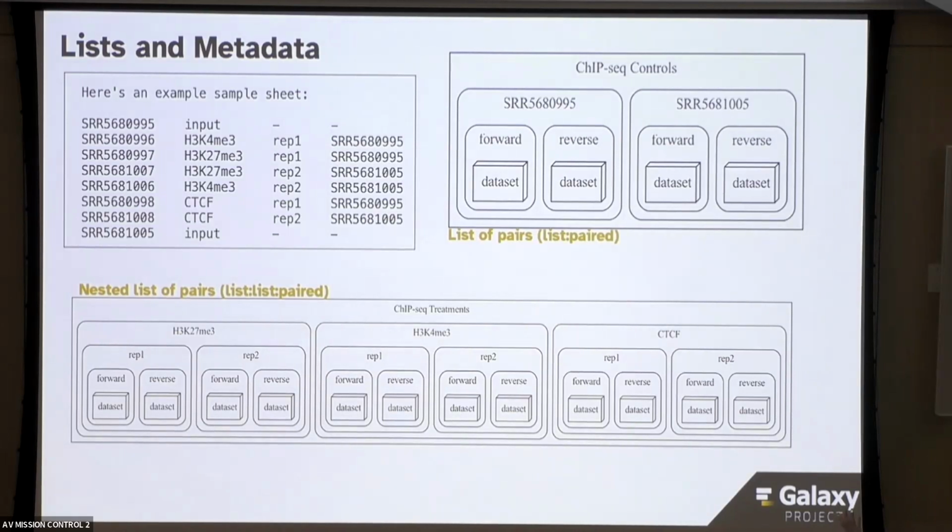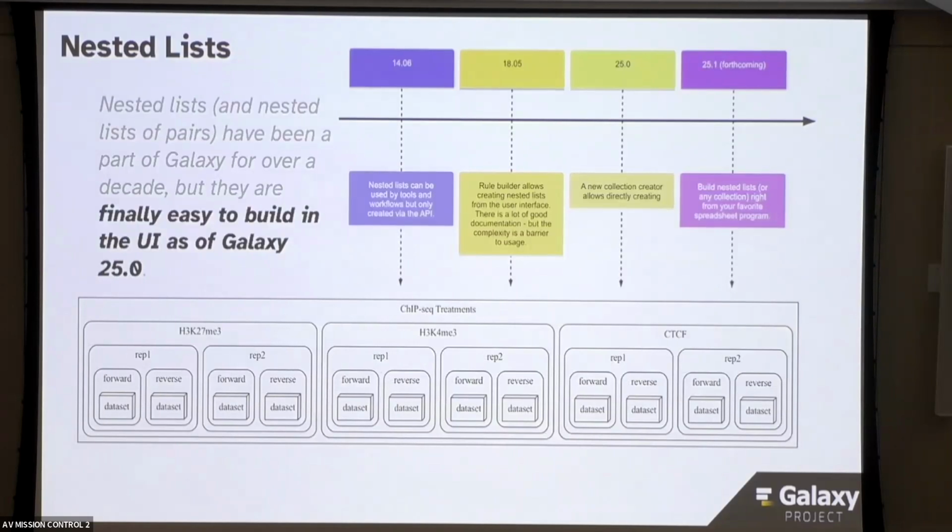And so I hope this visualization makes some sense, but for the treatments, you've got what the treatment is and what the replicate number is. And these are all things that Galaxy has been able to represent for 10 years. But we really haven't had a nice UI for constructing this kind of thing until 25.0.